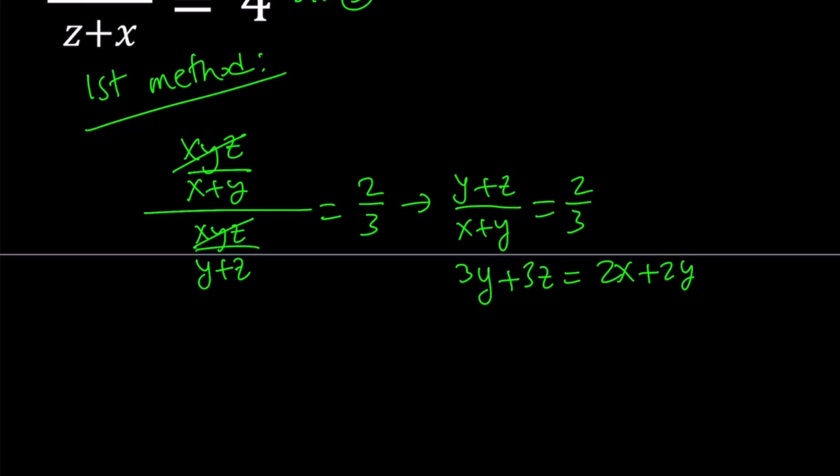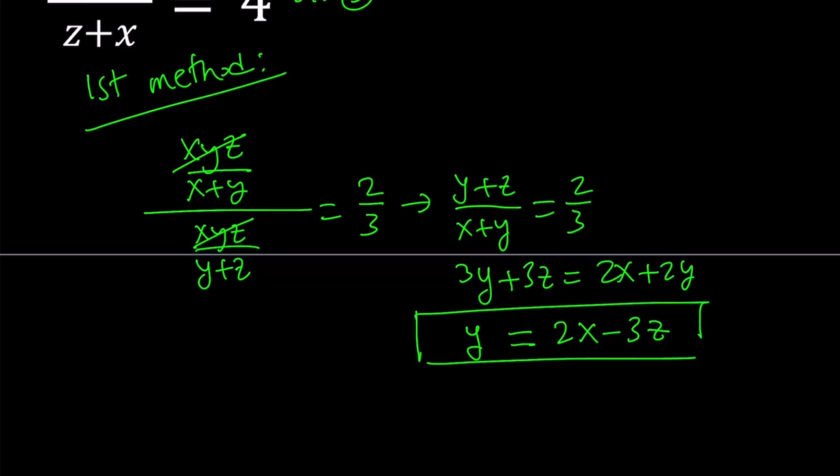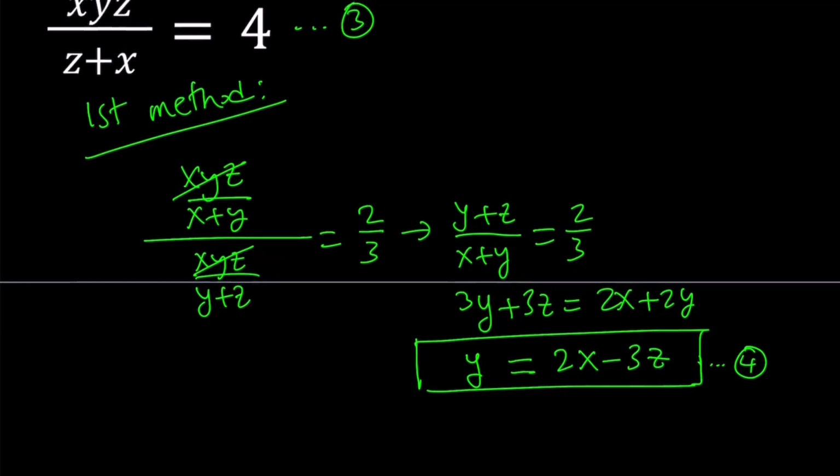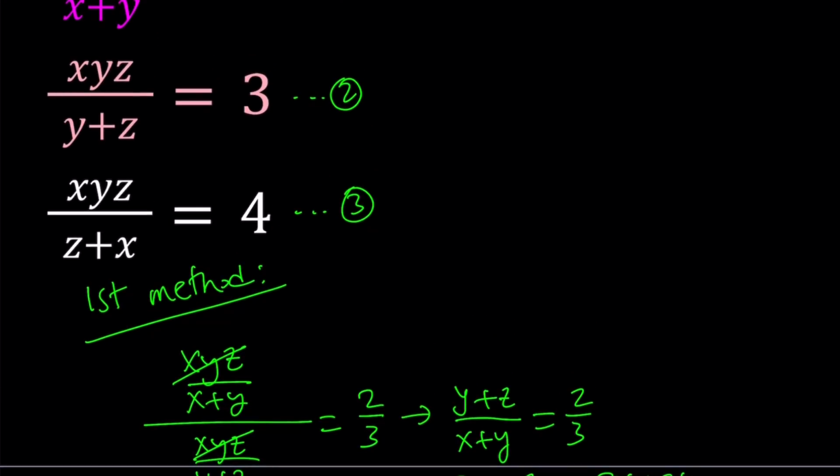The y has a coefficient of 1. Let's go ahead and isolate it on the left hand side. Subtract 2y, you get y, and subtract 3z, you get 2x minus 3z. Now that's the fourth equation. If you want to number all your equations to keep track, this is number 4. We're going to come up with another equation by using the second and the third equation. So we're going to use number 2 and number 3 together.